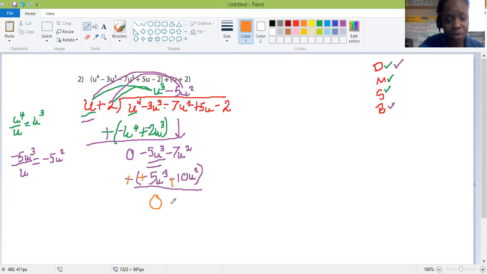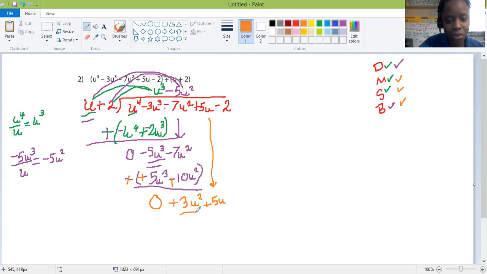The signs are different, so you subtract and you get positive 3u to the second power. So I divided, I multiplied, and I subtracted. Now I need to bring down plus 5u. All right, now brought down. Now we need to do it again.